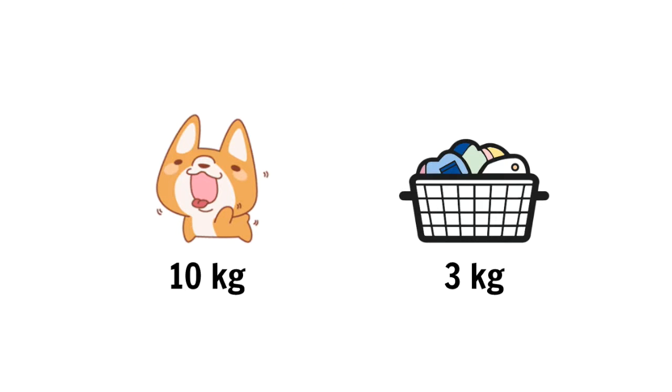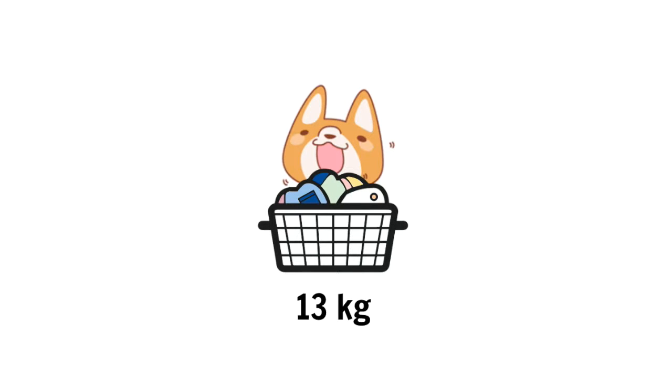The first important thing to do in solving this problem is to establish what our system is. The corgi is 10 kilograms on its own, and the loaded laundry basket is 3 kilograms. Together, they are 13 kilograms, and we assume that the corgi plus laundry setup is a single point of mass, which is thus our system.